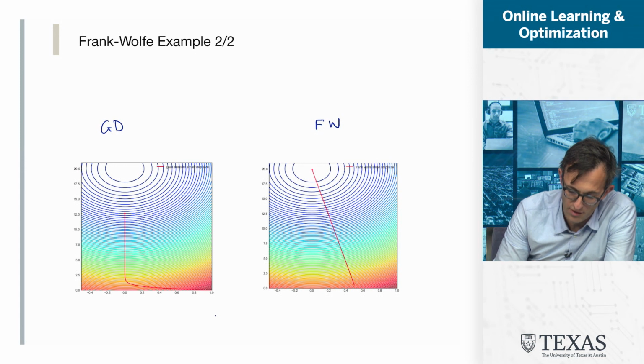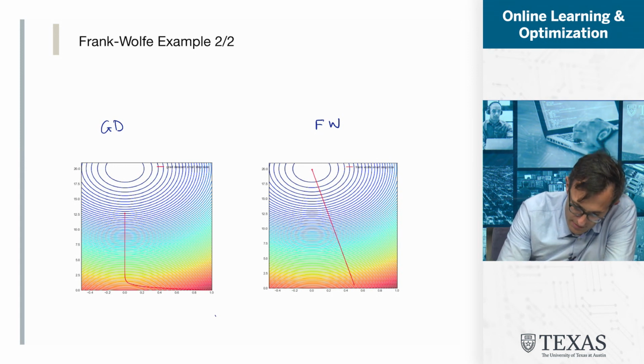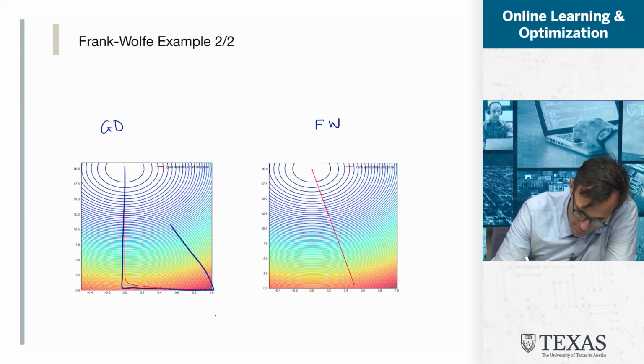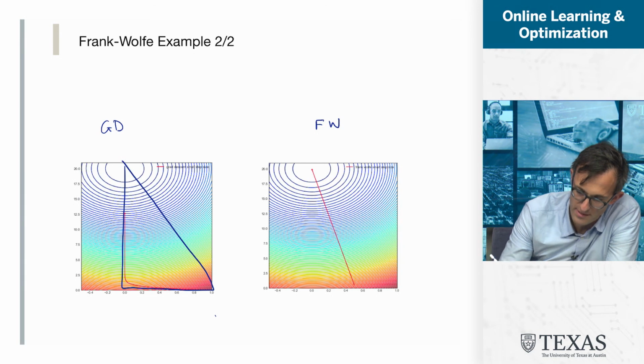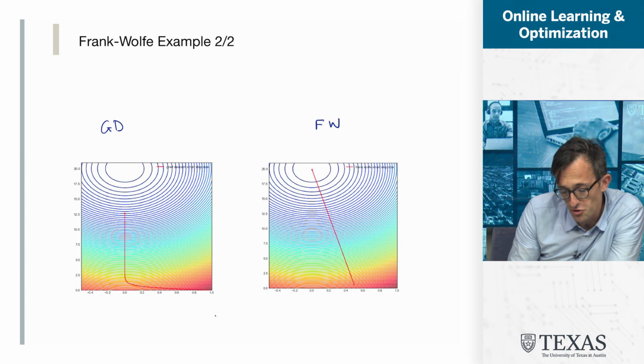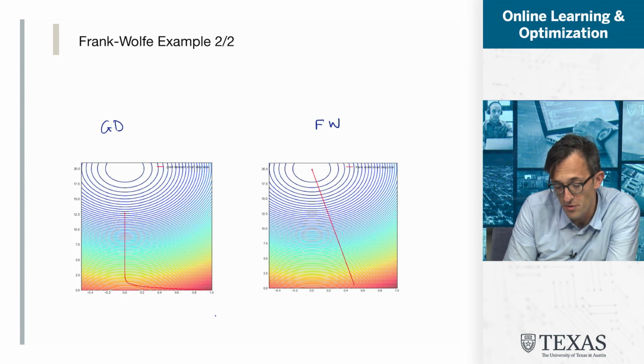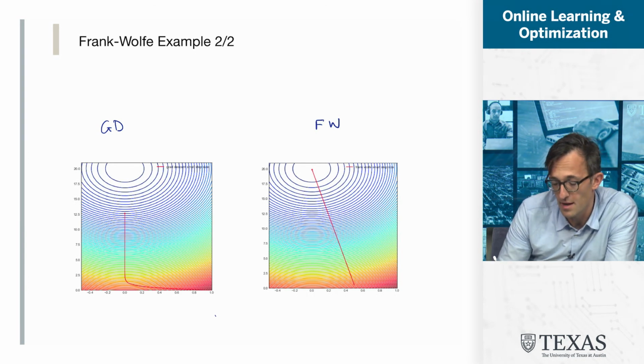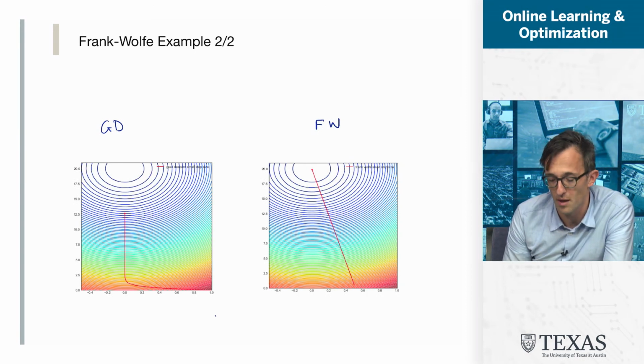I don't want to clutter this figure, so let me erase the set that I drew before. But you can see that gradient descent is essentially almost going in the wrong direction initially, hitting the boundary and then heading north, whereas Frank Wolfe is moving directly towards the optimal solution. And in this example, Frank Wolfe is optimizing much faster with fewer iterations. We'll stop here and we'll pick it up next time.